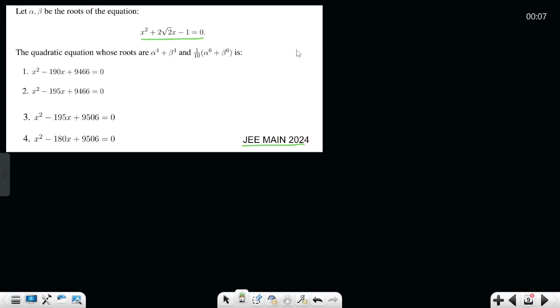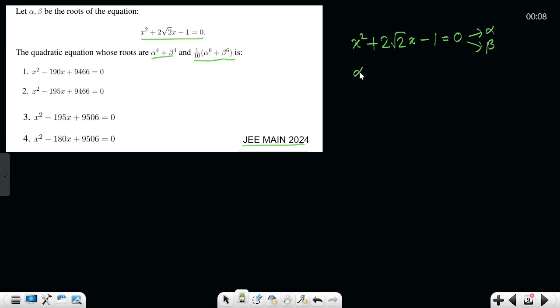No problem. So the quadratic equation whose roots are alpha to the power 4 plus beta to the power 4 and 1 by 10 into alpha to the power 6 plus beta to the power 6. So how will we do it? It's a very interesting question, and also a very easy question. So our equation is x square plus 2 root 2x minus 1 equal to 0. Its two roots are alpha and beta.